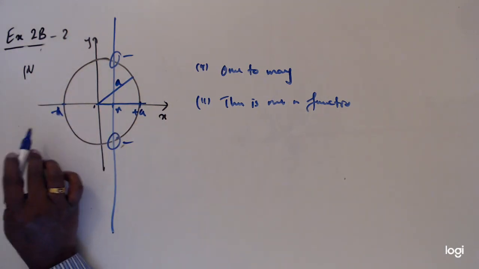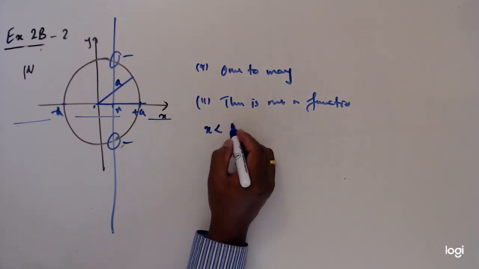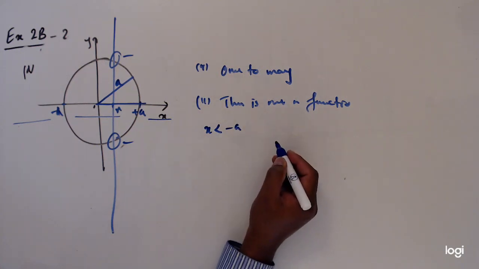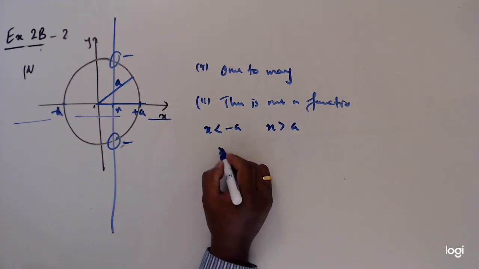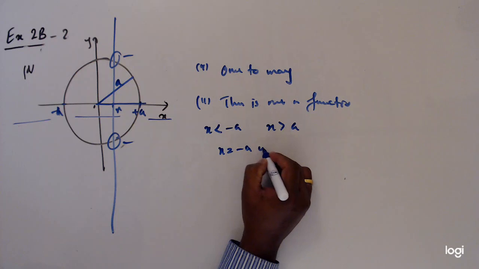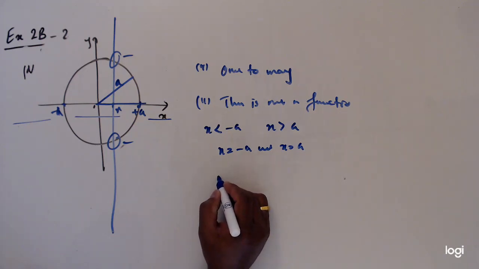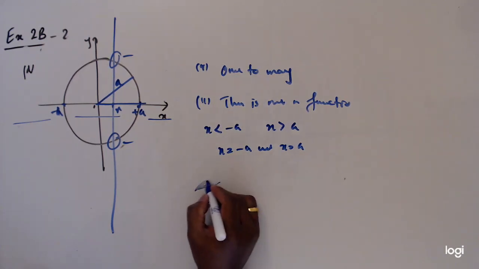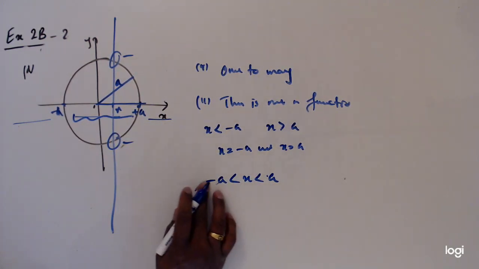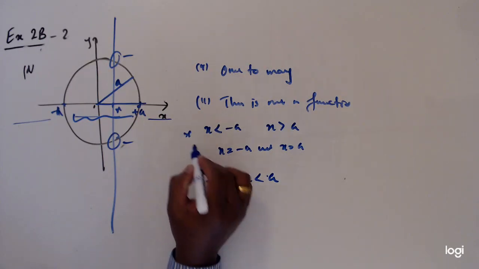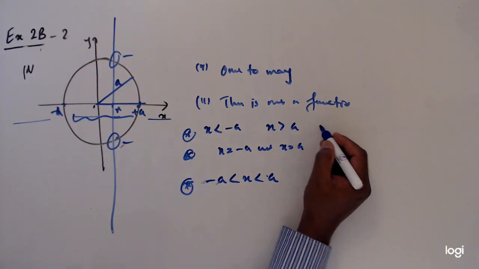So we can divide this number line into three areas: x less than minus a, and x greater than a, and x equal to minus a and x equal to plus a. So that's a point basically. And x between minus a and positive a. So three areas.